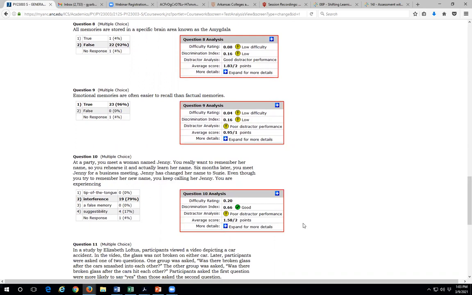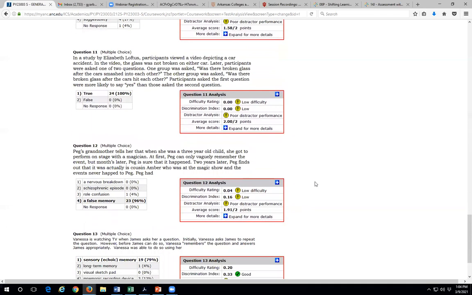At a party, you meet a woman named Jenny. You want to remember her name, so you rehearse it and actually learn her name. 6 months later, you meet Jenny for a business meeting. Jenny has changed her name to Susie. Even though you try to remember her new name, you keep calling her Jenny. You're experiencing interference. That's when one memory interferes with your ability to accurately recall another memory. And we talked in the lecture about two kinds of interference, retroactive and proactive, but I didn't make you discriminate between those. I just did interference in general.